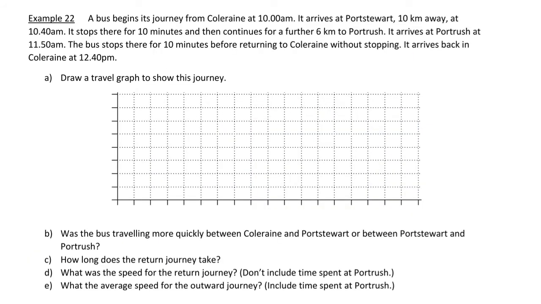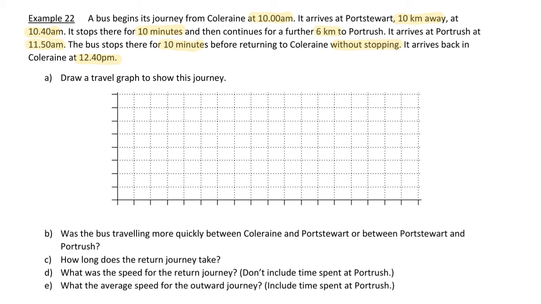Example 22, and I'm going to highlight some things as I go along here. So a bus begins its journey from Coleraine at 10 o'clock. It arrives at Port Stewart, which is 10 kilometres away, at 10:40. It stops there for 10 minutes and then continues a further 6 kilometres to Portrush. It arrives at Portrush at 11:50 and it stops for 10 minutes before returning to Coleraine without stopping. It arrives back in Coleraine at 12:40. So we need to draw a travel graph to show this information.